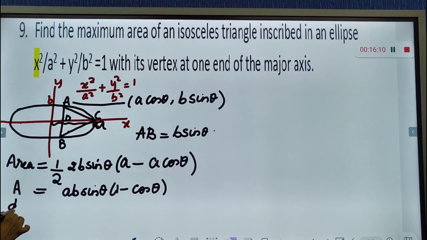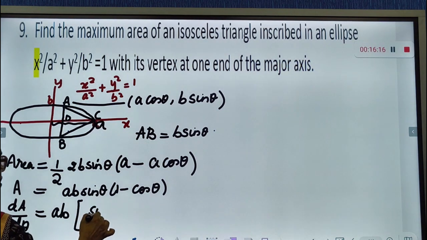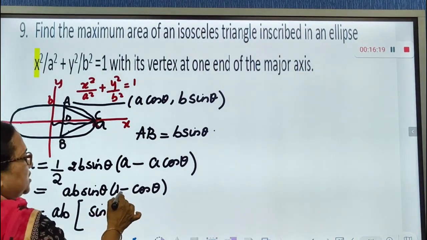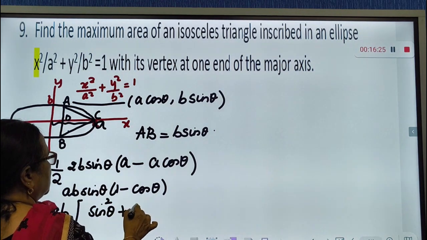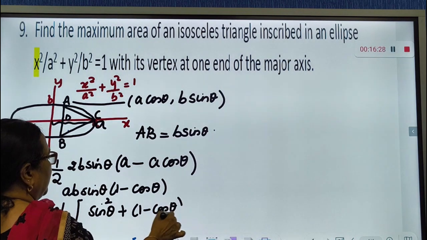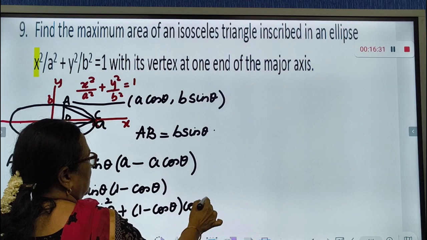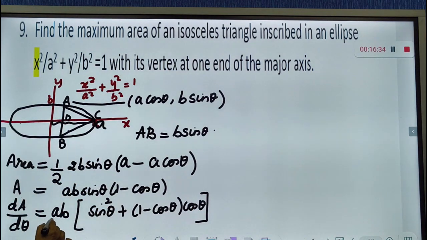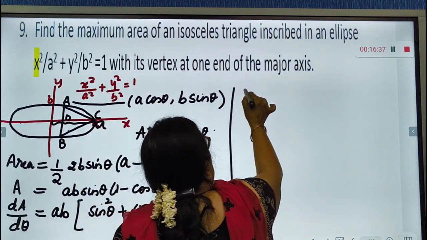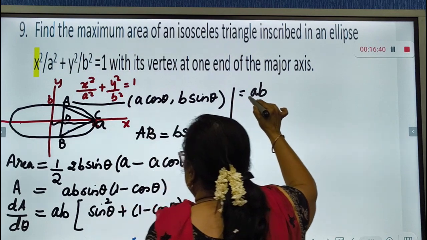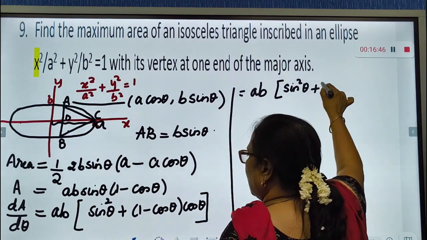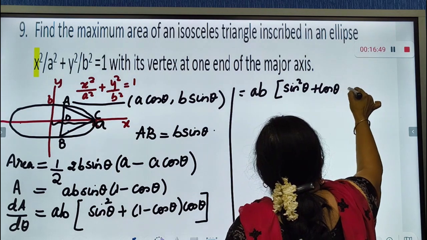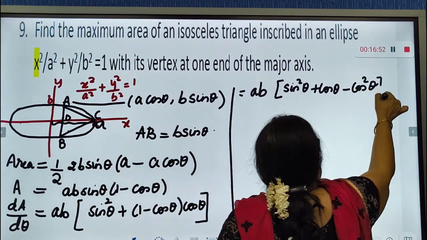So this is A. Now dA by d theta will be AB into sin theta into derivative of 1 minus cos theta, 1 minus of minus sin theta, which is sin square theta, plus 1 minus cos theta into derivative of sin theta, which is cos theta. This is further AB into sin square theta plus 1 plus cos theta minus cos square theta.